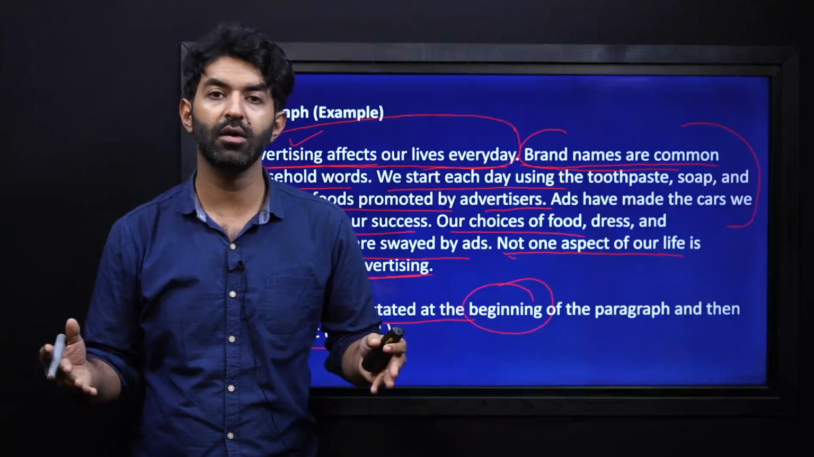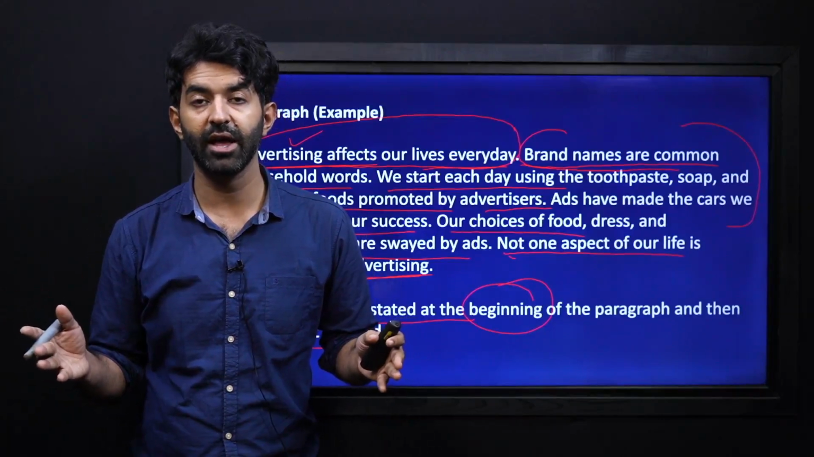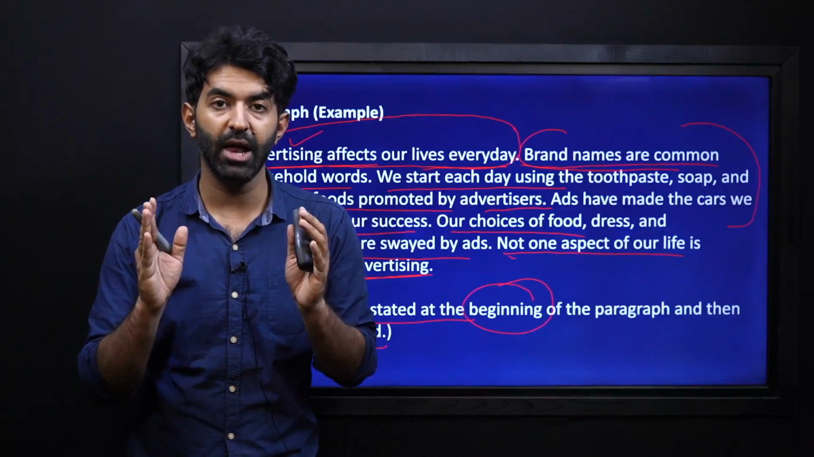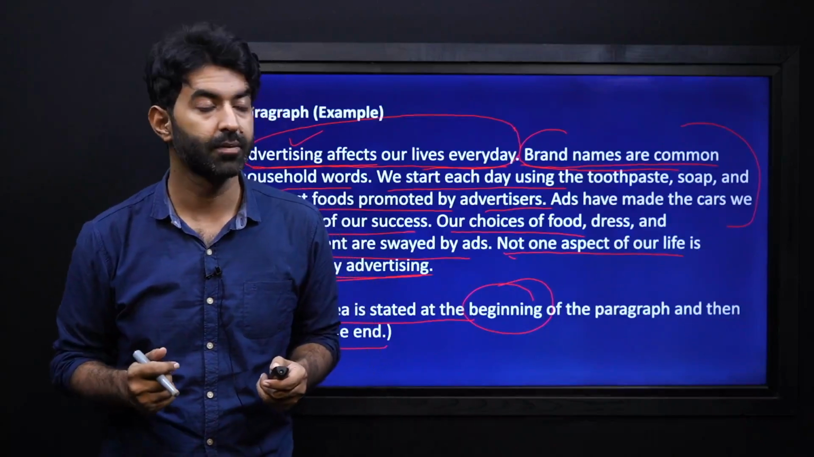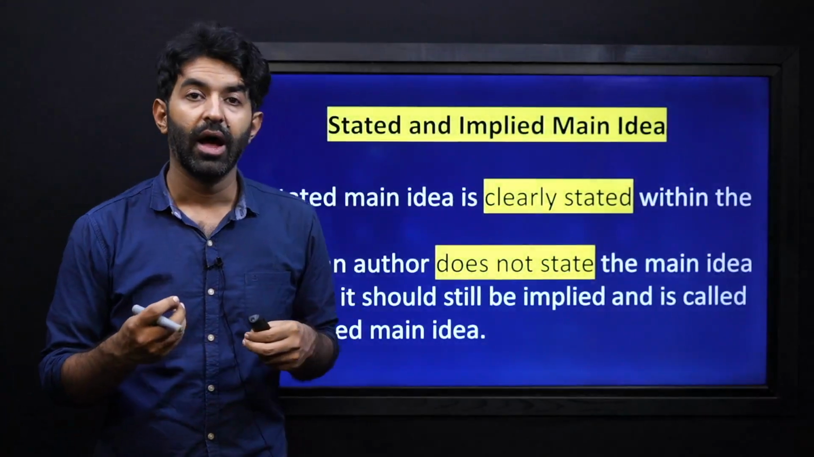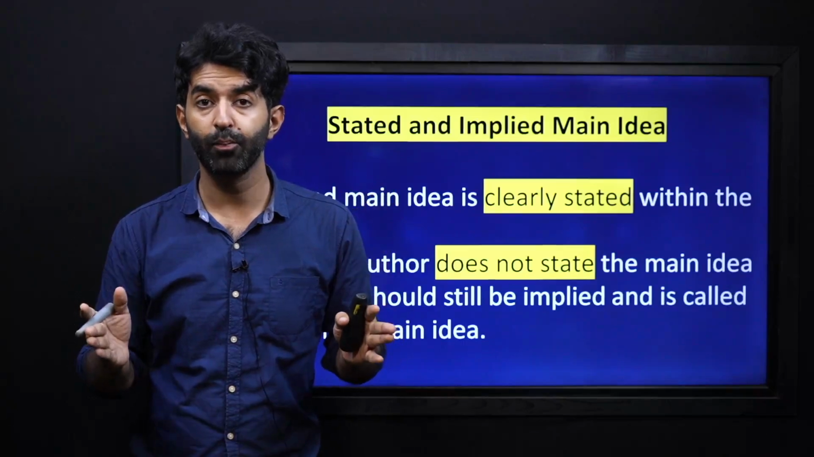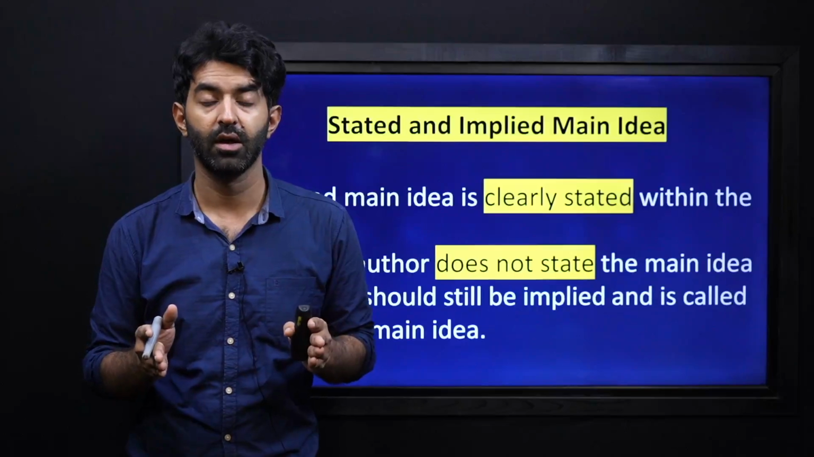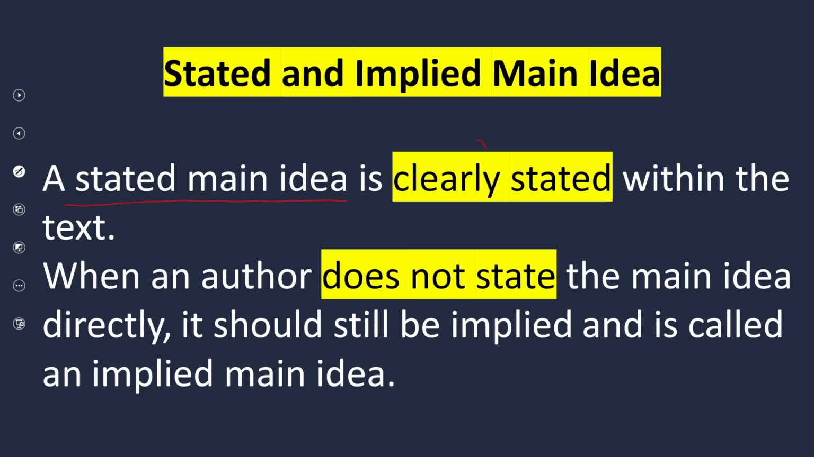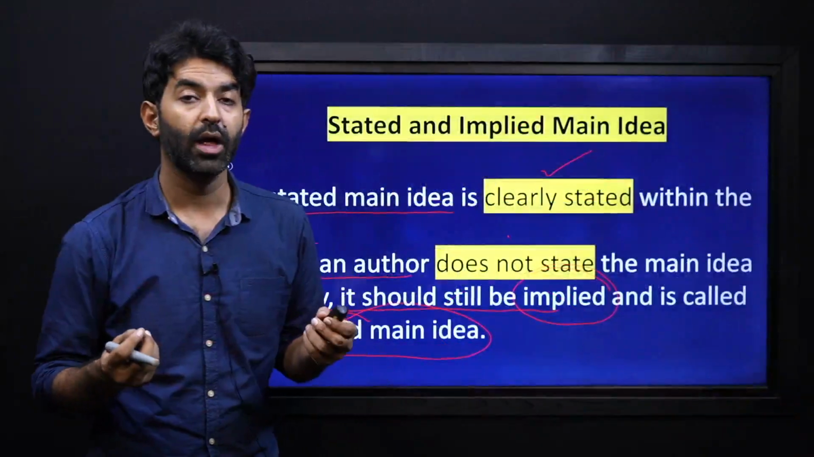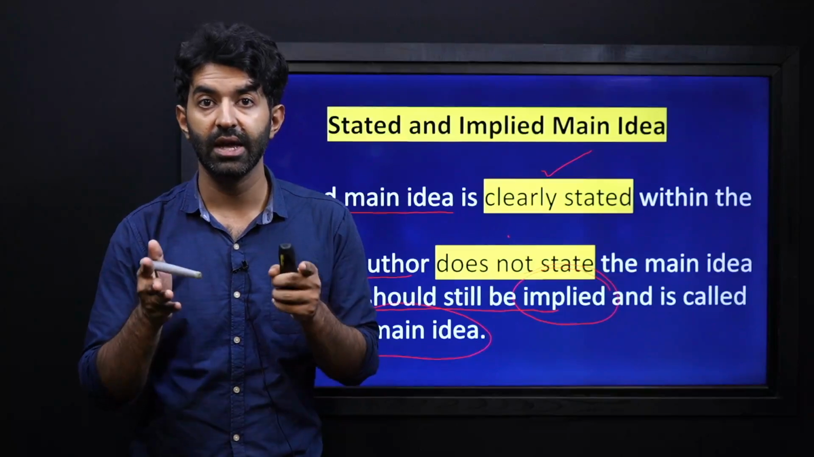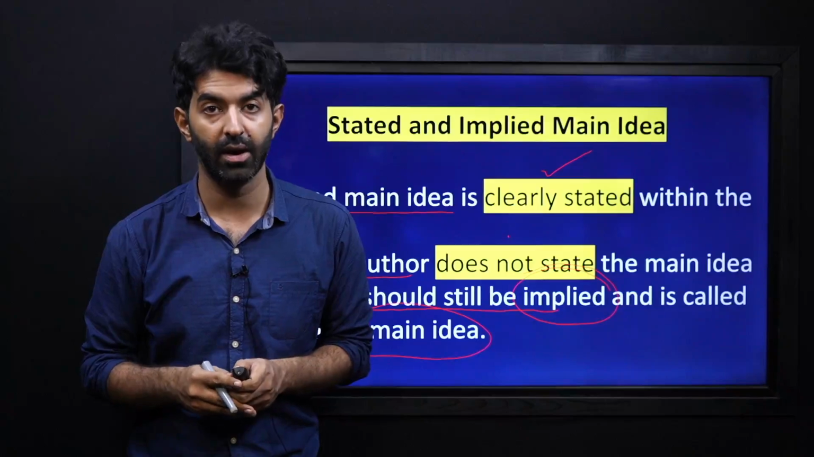Now, it could be a longer paragraph, or there could be many other paragraphs in the text. In the same way, you can find the main idea just by applying these rules. Read it thoroughly and get to it. Now, I told you that the main idea is sometimes stated clearly, you can see it, but sometimes you have to look for it deeply. A stated main idea is clearly stated within the text. When an author does not state the main idea directly, it should still be implied and is called an implied main idea. So you can identify whether the main idea is clearly stated or was hidden and implied in the paragraph.